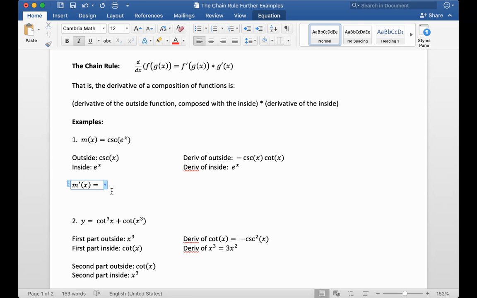Hopefully this will look familiar to you if you were in class beforehand. If not, hopefully you've been able to read the text, get a bit of a feel for this. But let's try to put this together.